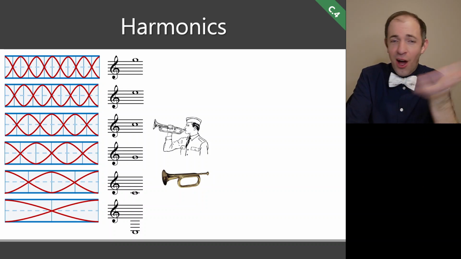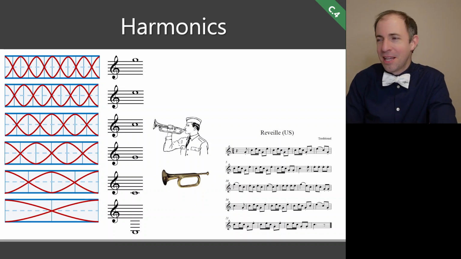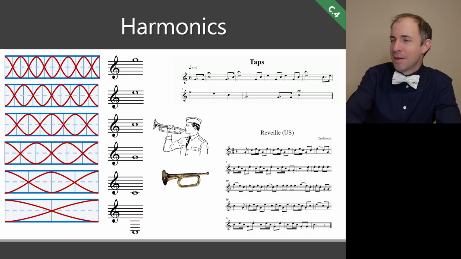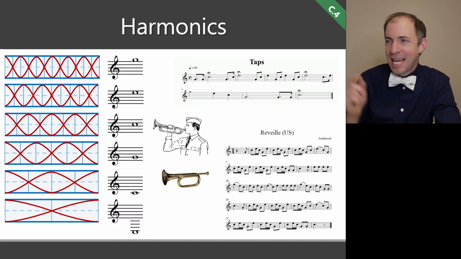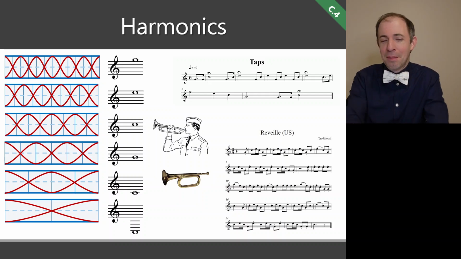So any song that can be played on a bugle, you'll notice only contains these notes that are in that scale, including the most famous bugle song, Taps. It is jumping from harmonic to harmonic because those are the only notes that are able to be played.